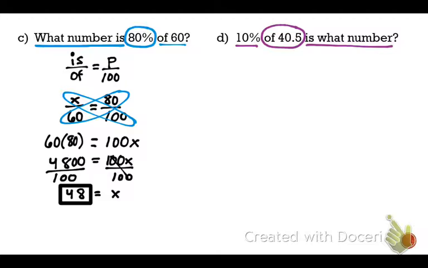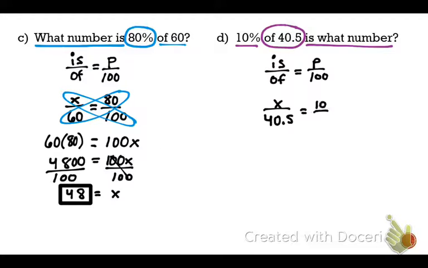Very good. Okay, so we're going to go ahead and start off with our proportion. Guys, tell me what it is. Is over of equals P. Everyone together, what is it? Is over of equals P over 100. All right, Harmony, keep going. Then I set up X over 40.5 equals 10 over 100. Very good. And which method did you use? Cross product. Okay. And what's your work look like next?